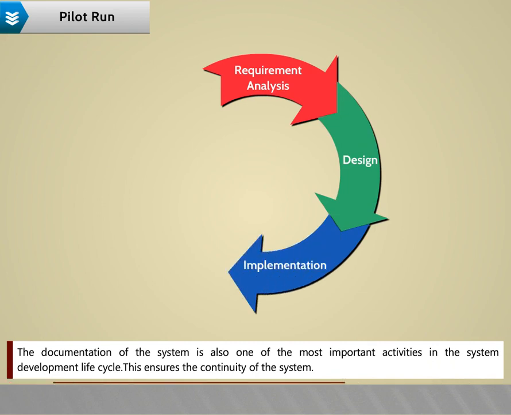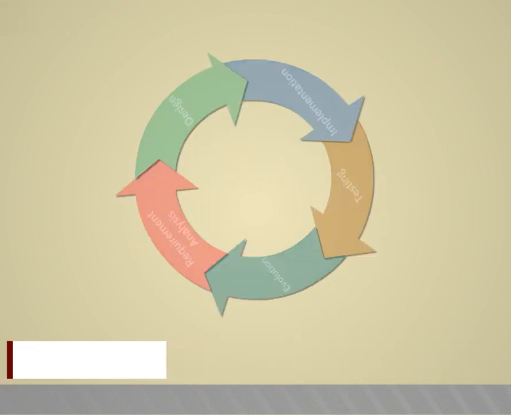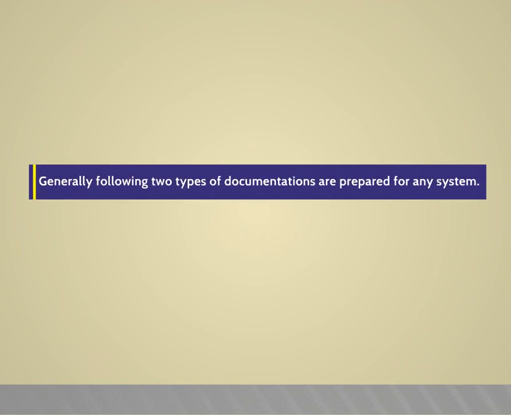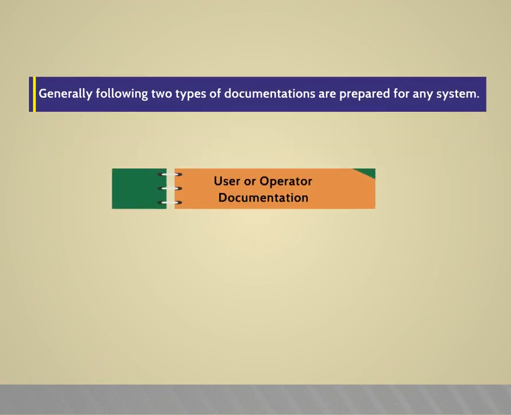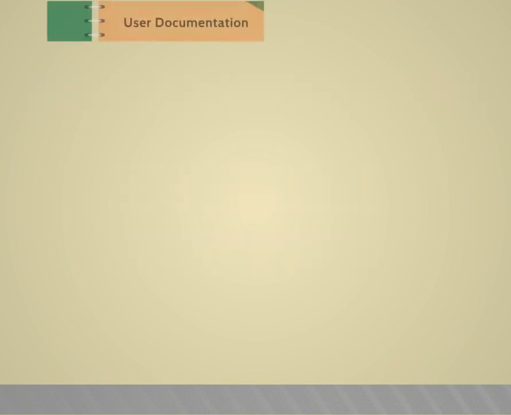The documentation of the system is also one of the most important activities in the system development lifecycle. This ensures the continuity of the system. Generally, following two types of documentations are prepared for any system: user or operator documentation, system documentation. User documentation.